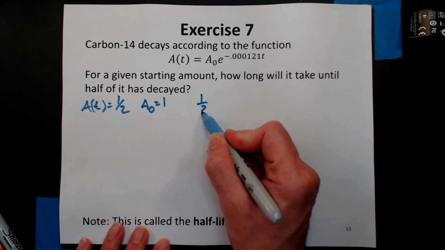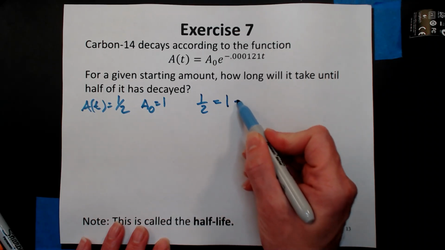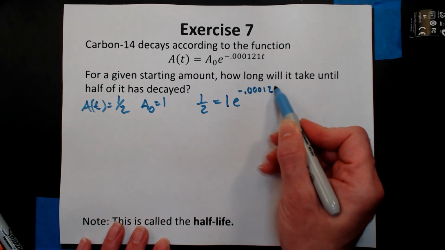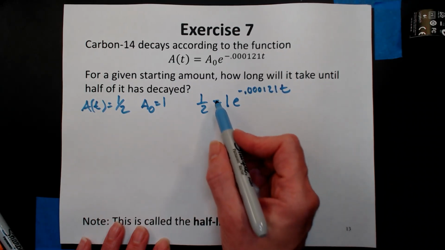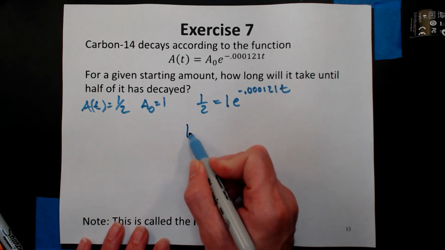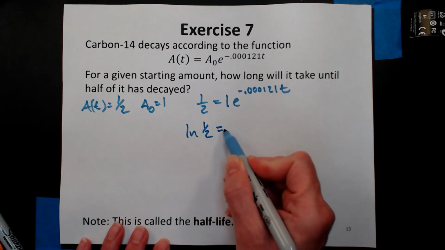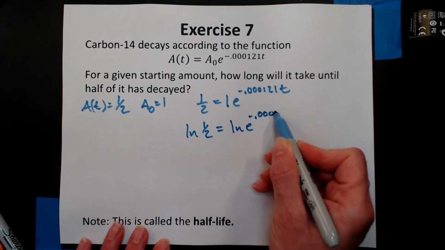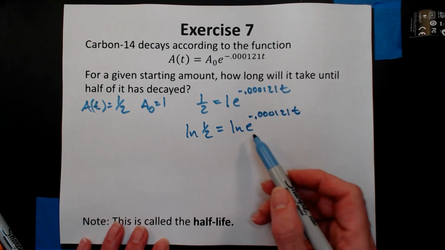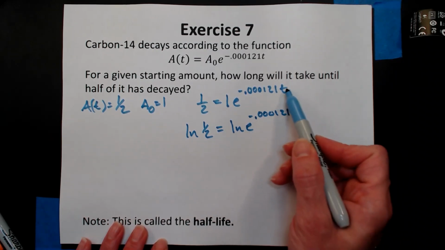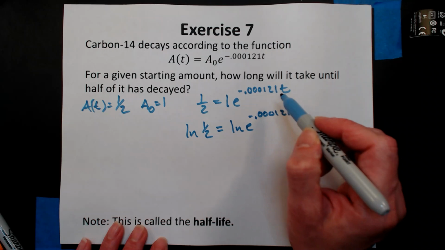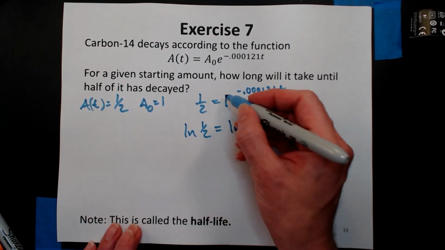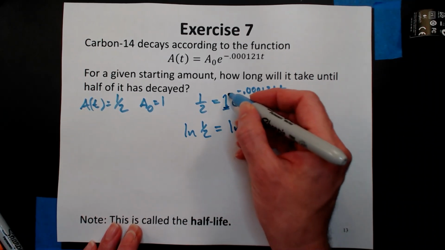So I'm going to say a half equals 1 times e to the negative 0.000121 t. And so all I have to do is take the natural log of 1/2 equals the natural log of e raised to the negative 0.000121 t. The reason why I do this is that I want to take the natural log of both sides so I can get that t and solve for that t. Before, when that t was stuck up there, we could only solve it if we had the same base. 1/2 and e don't have a base in common.